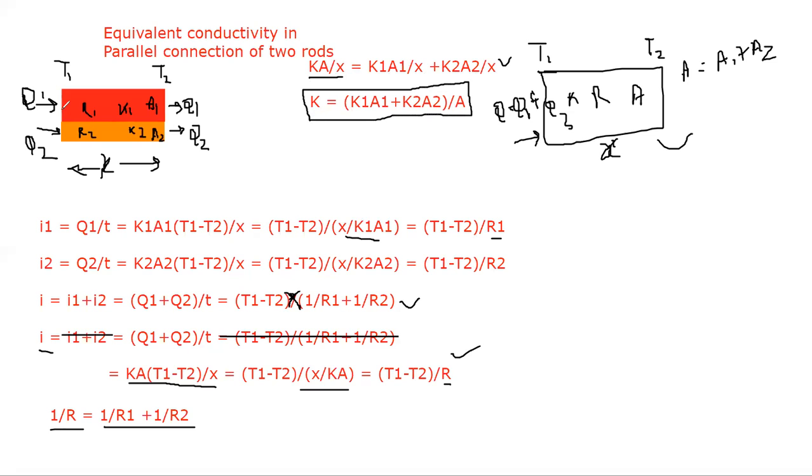Now if there are n number of such rods in parallel, then the equivalent conductivity K will be equal to K1 A1 plus K2 A2 plus K3 A3 plus K4 A4 and so on up to Kn into An, divided by A, meaning the total cross-sectional area of all the rods, and A can also be written as A1 plus A2 plus A3 plus A4 and so on.